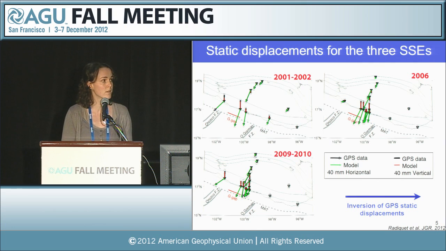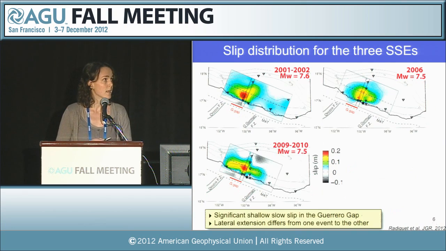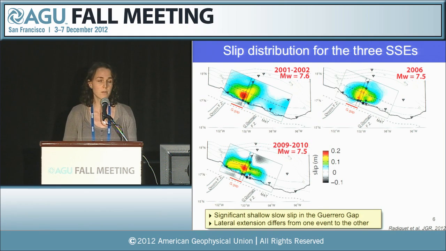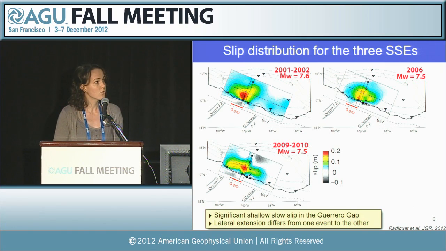When we invert the static displacement, we can get an image of the slip distribution on the subduction interface. Here you have the slip distribution for the last 3 slow slip events. The equivalent moment magnitude is around 7.5, and the maximum slip is between 15 and 20 centimeters, in red here. You can see that the maximum slip is always located close to the region of the Guerrero gap, so for this event, here and here.